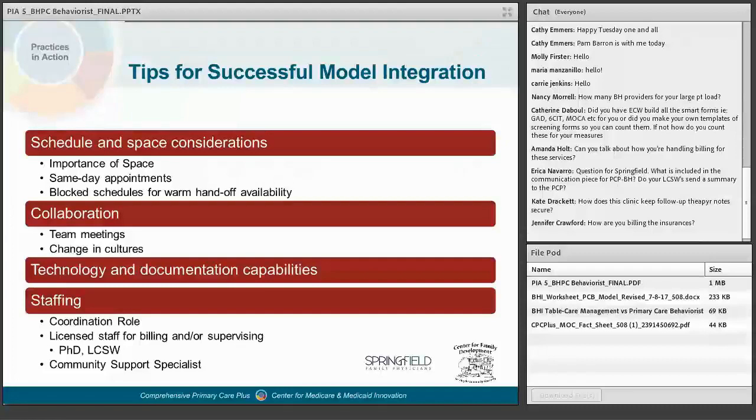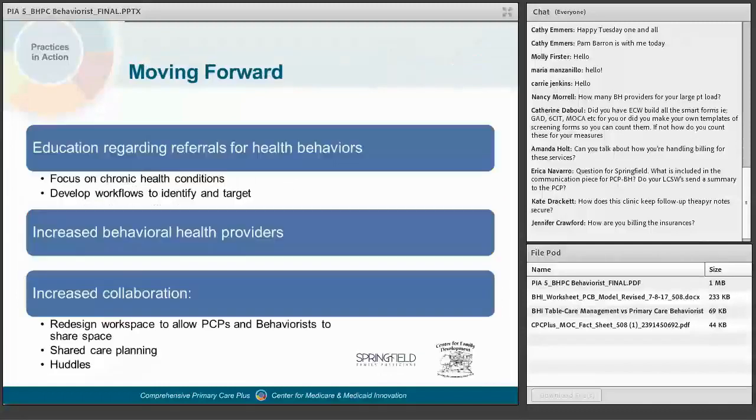Okay, so just for summary for everyone, how many total behavioral health providers or staffing do you have in the practice? So we have the 2 co-located therapists, and then we have 2 full-time integrated behaviorists, and we have the community support specialist, and then we have the coordinator. Perfect, thank you.